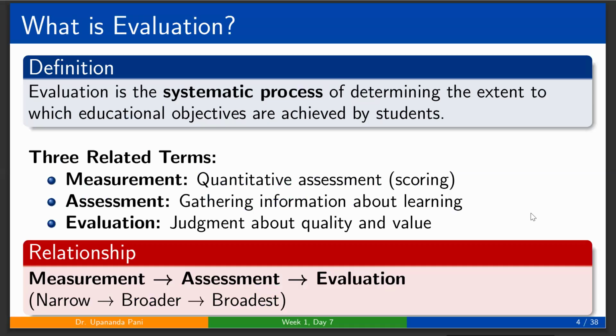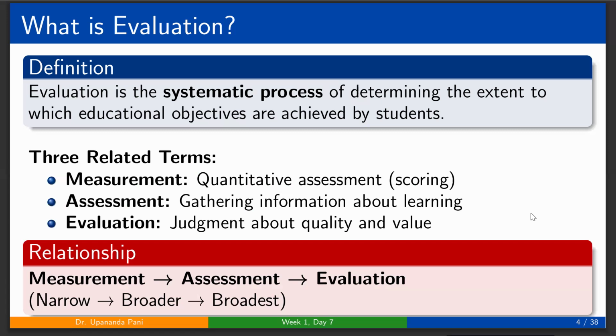Coming to the question, what is evaluation? Evaluation is the systematic process of determining the extent to which educational objectives are achieved by students. There are three related terms. First one is measurement, that is quantitative assessment, scoring. Assessment, that is gathering information about learning. Evaluation, judgment about quality and value. So there are actually three differences: measurement, assessment and evaluation.